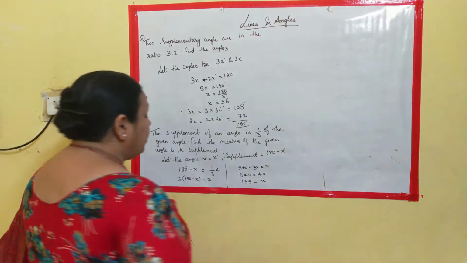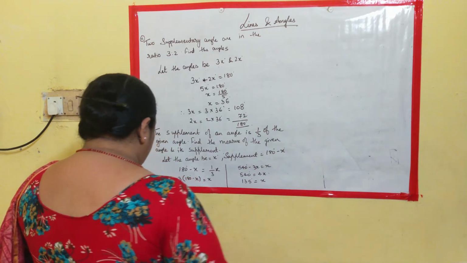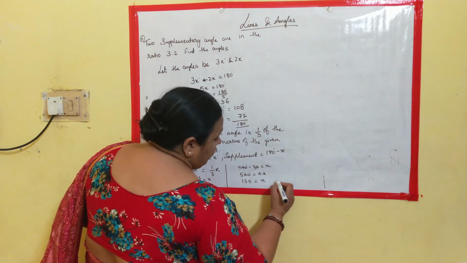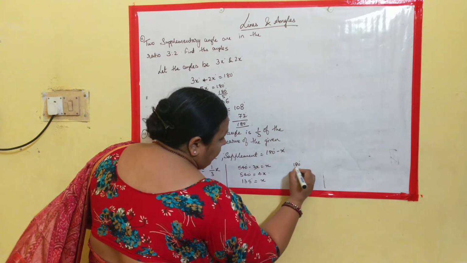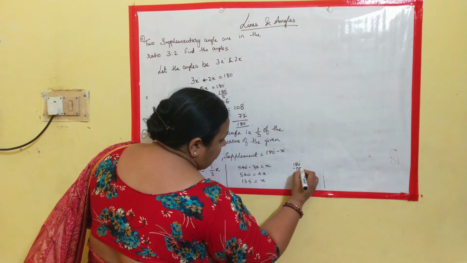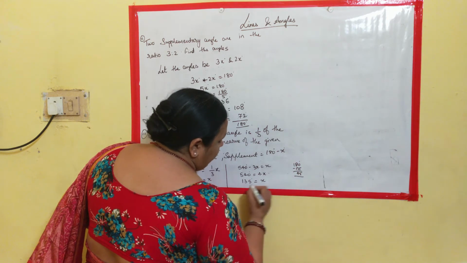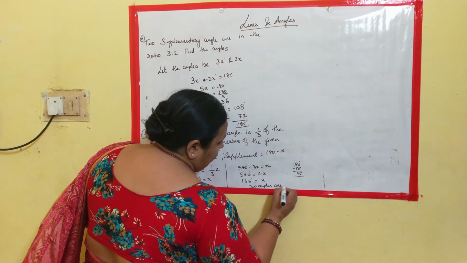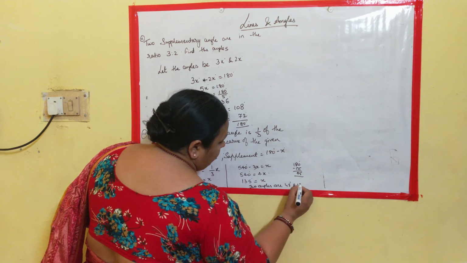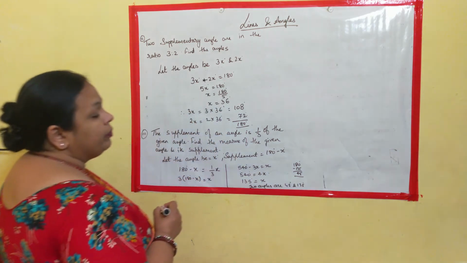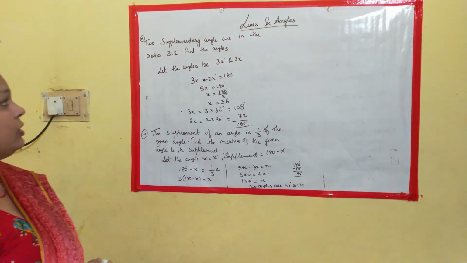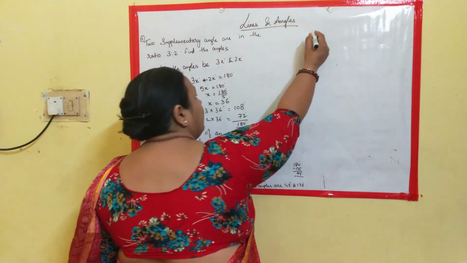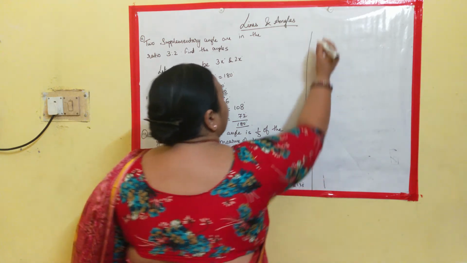One is 135 and the other one is 45. See, 180 minus 135 is 45. So the two angles are 45 and 135. Clear? Now, isn't it so easy? Now, moving ahead with our fourth example.